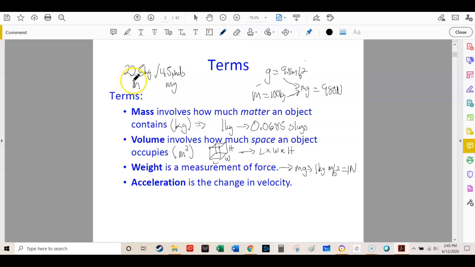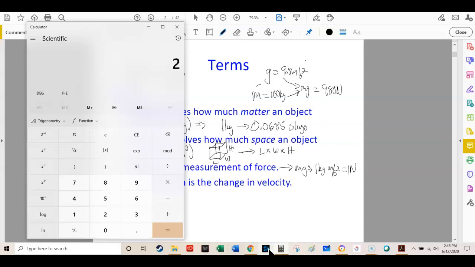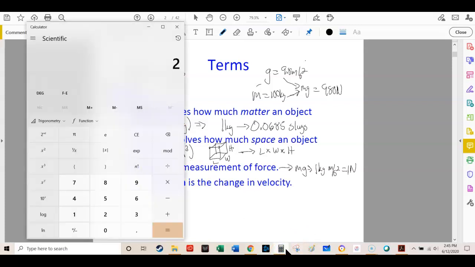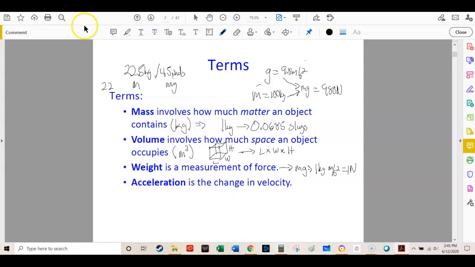If they're going to do that relationship, they should do mass times gravity here, which would be 22.5 kilograms times 9.8. That's 220.5 newtons. 22.5 times 9.8, it's roughly 10 times 22.5, so 220.5 newtons. They should be doing this, right, to relate it properly to pounds.